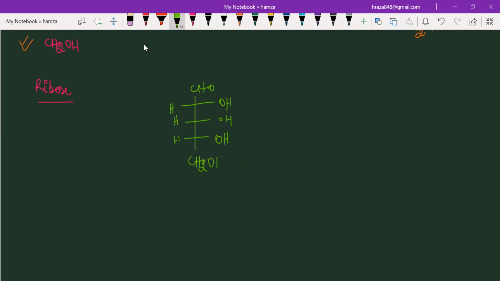And what you need to do? You just need to write H and OH. You have to add this H and OH to a new carbon. That carbon will be present between this carbon and this carbon. So I'm going to write CHO and this will be introduced, OH and then H. And the rest part will be as it is: OH, OH.